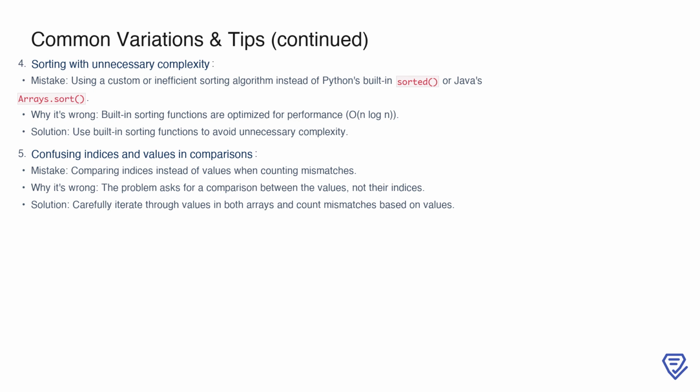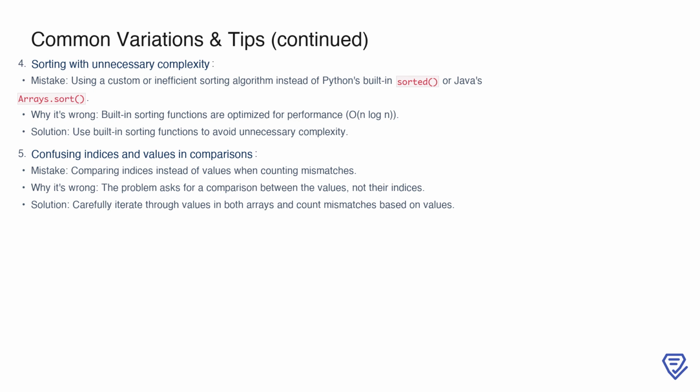Another issue is confusing indices and values during comparisons. Remember, the problem is about comparing the values in the original and sorted arrays, not their indices. Accidentally comparing indices can lead to incorrect results. To avoid this, carefully iterate through the values in both arrays and count mismatches based on the values themselves, not their positions.